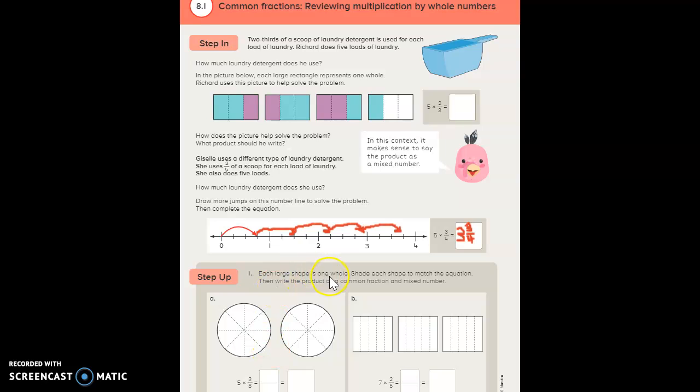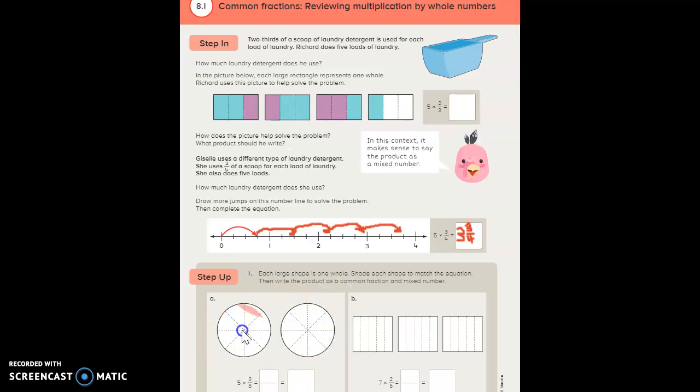Now I'll show you how to do this part of the step up. Each large shape represents 1 whole. Shade each shape to match the equation. Then write the product as a common fraction or a mixed number. So we've got 2 different wholes here, and we're multiplying 5 times 3/8. So what I know that I need to do is represent 3/8 5 times. What I'm going to do is, oops, I think this already got filled in somehow. Let me go back and erase it all. Let's start over.